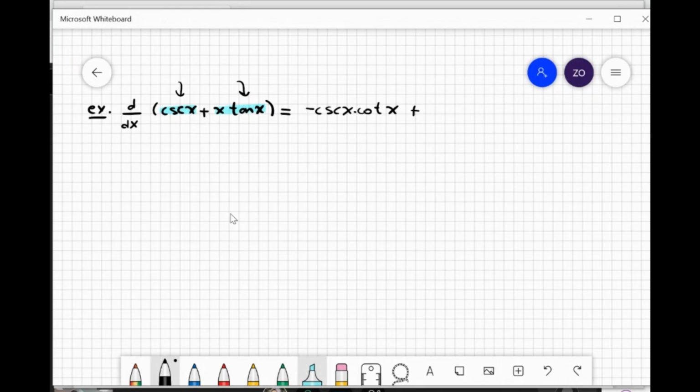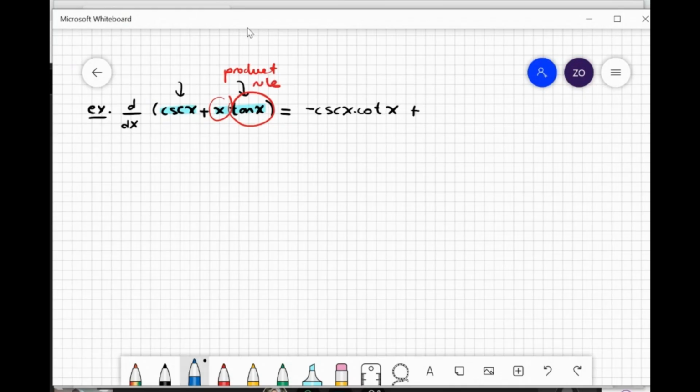How about the derivative of this one? So we have a product here, right? X times tangent x. So we will need to use the product rule, right?